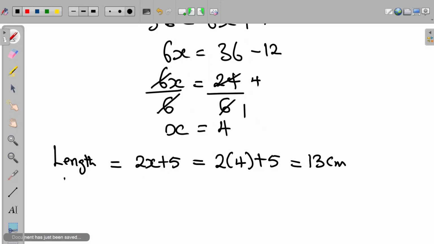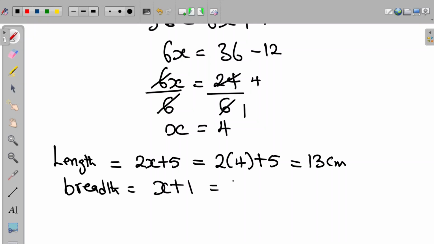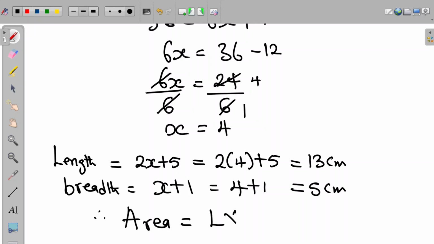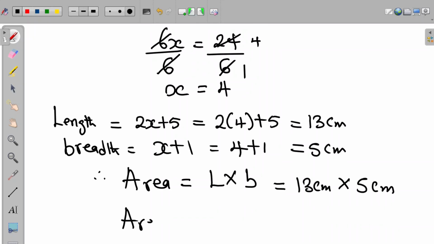Also, our breadth is equal to x plus 1, which is equal to 4 plus 1. So 4 plus 1 is 5 cm. So therefore, area is equal to length times breadth, which is equal to 13 cm times 5 cm. So area is equal to 65 cm squared.